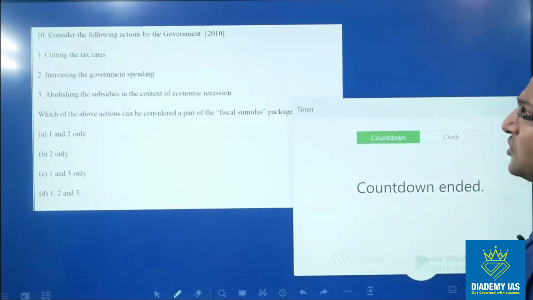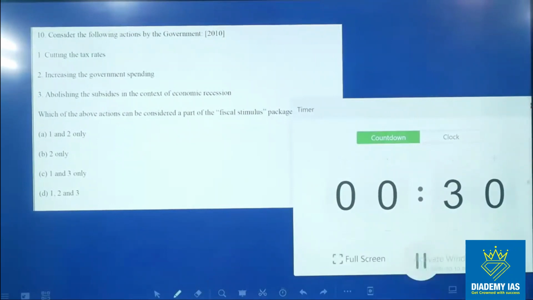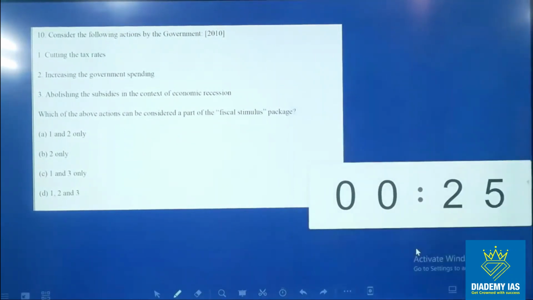Consider the following actions by the government. So here you take 30 seconds and then we will start, because this is a good conceptual question. You should take your time and then we will discuss.